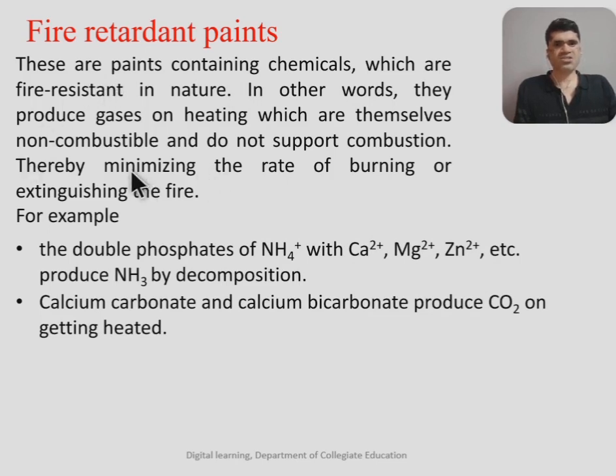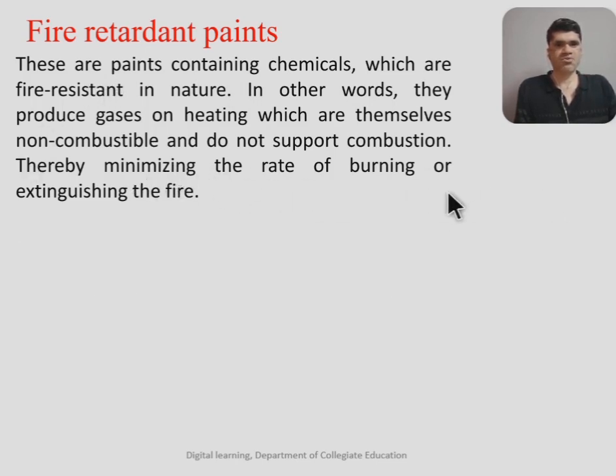Next, fire resistant paint. So we have studied heat retardant paints, now fire resistant paints. These are paints containing chemicals which are fire resistant in nature. In other words, they produce gases on heating which are themselves non-combustible and do not support combustion, thereby minimizing the rate of burning or exhausting the fire.